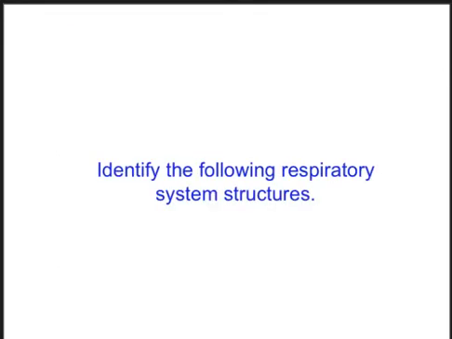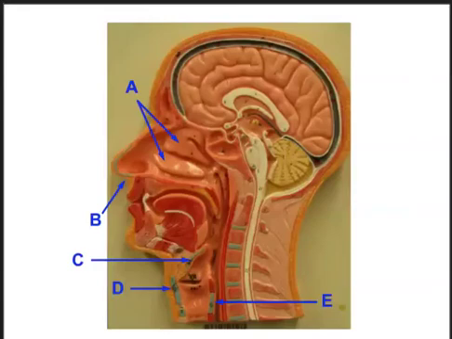Okay, we start out with identifying the following respiratory system structures. If we look at arrow A, we're pointing to the superior, the middle and the inferior nasal conchae. This is the superior nasal concha, the middle and the inferior. So superior, middle, inferior. B is pointing to the external nares. This is the opening into the nasal cavity.